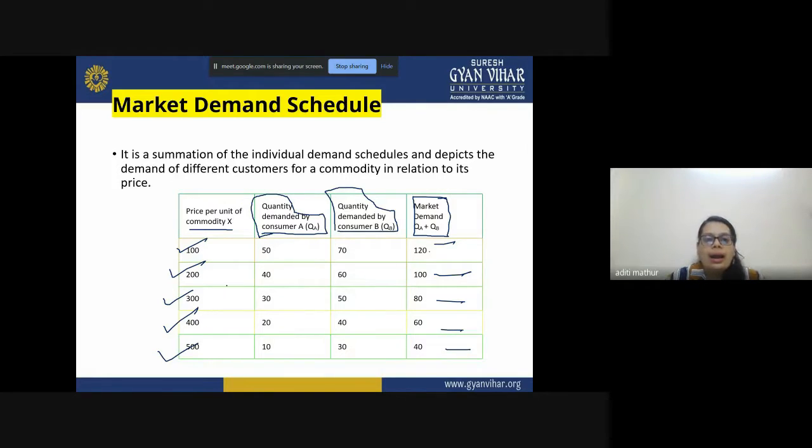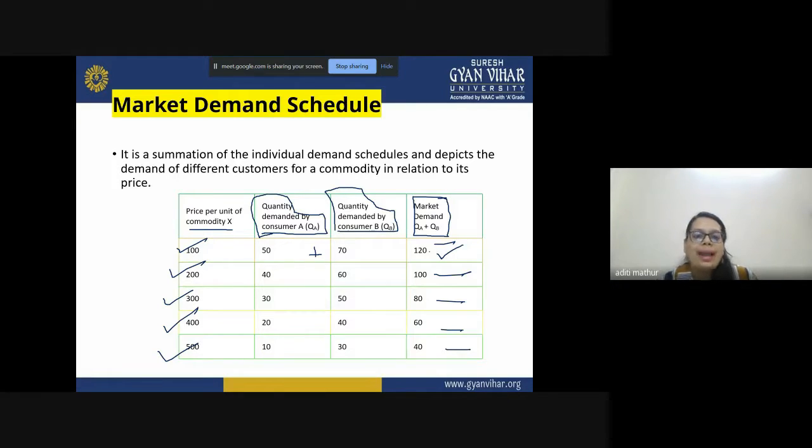So when we add 50 and 70, we will have 120 units of market demand at the price of 100 rupees, right?